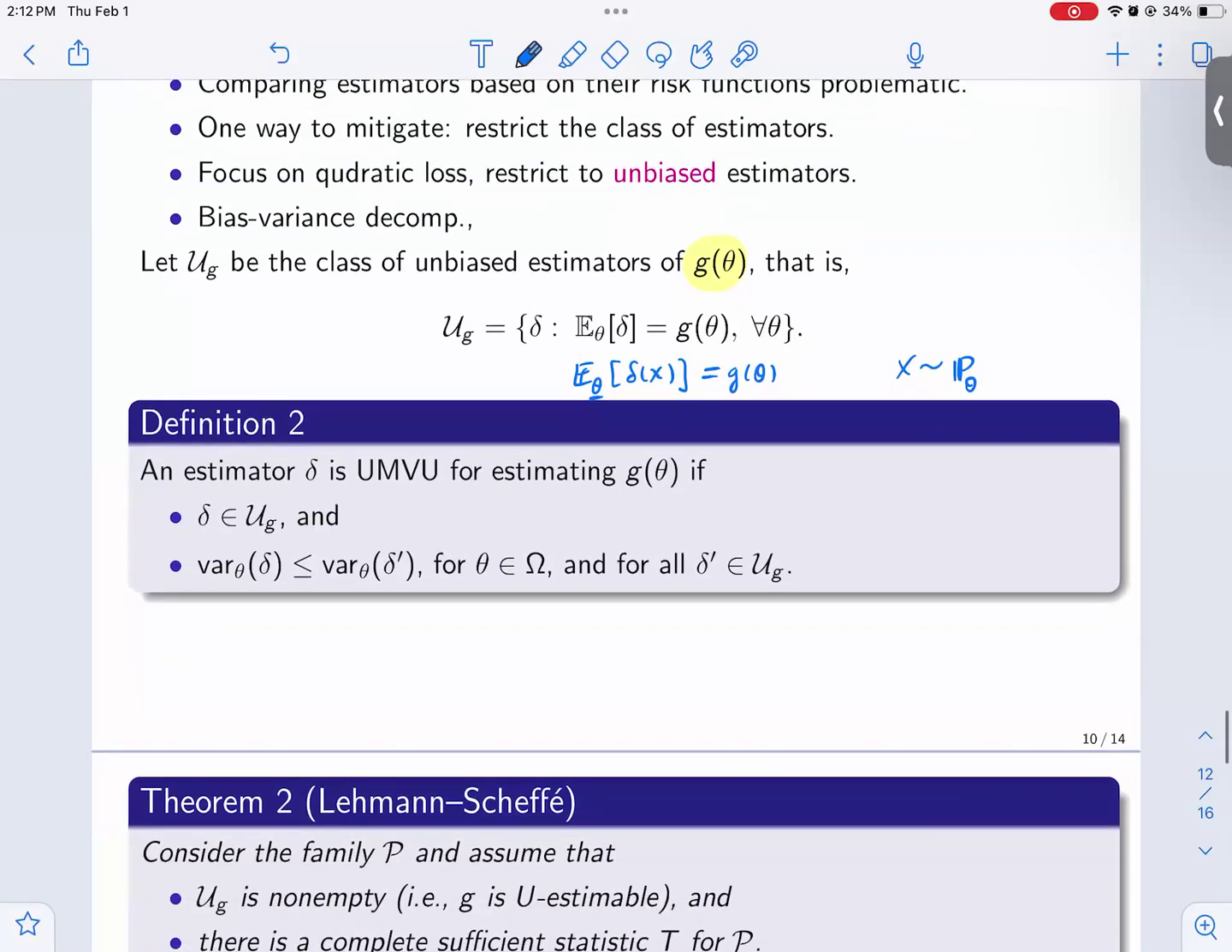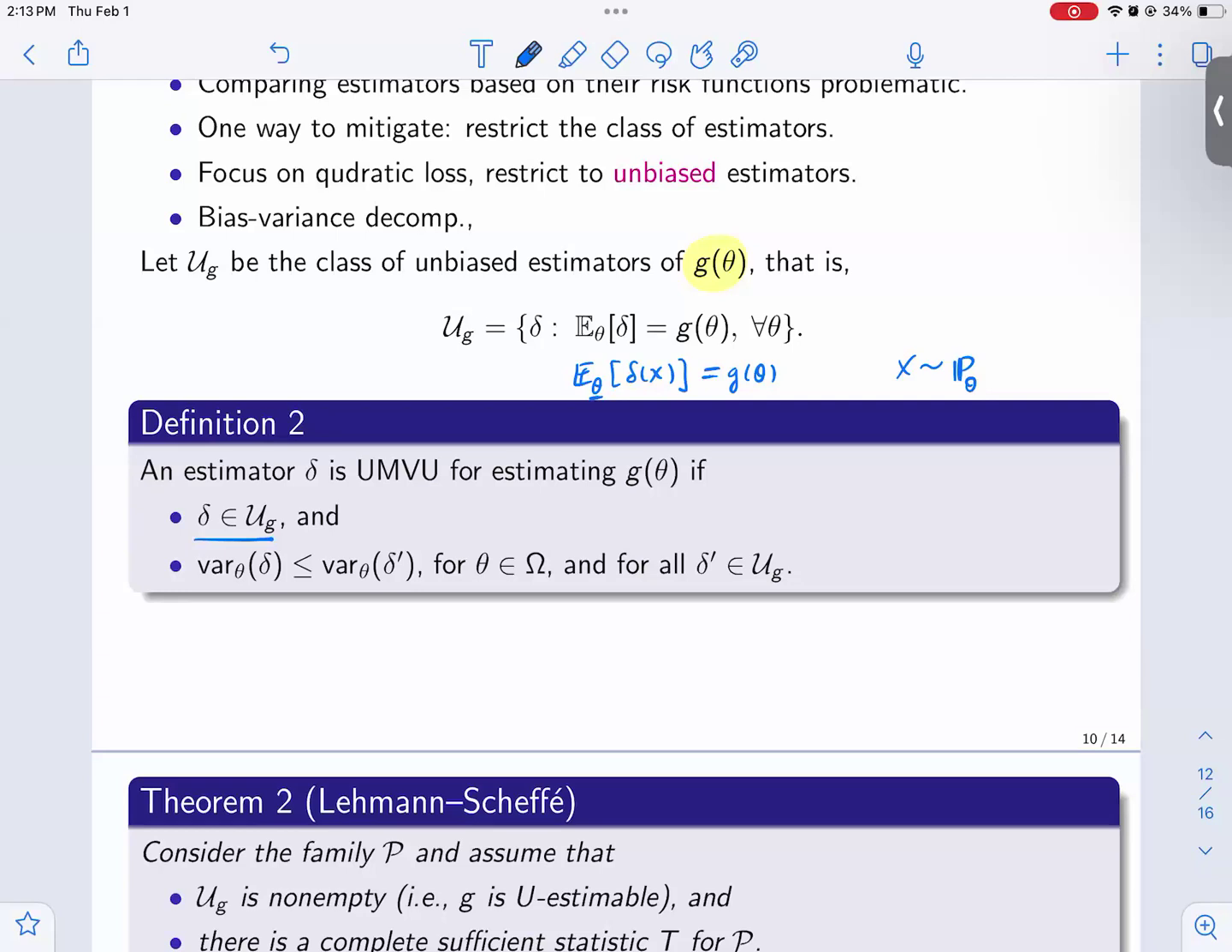An estimator is UMVU for estimating G(theta) if first it belongs to this class, so it's unbiased. And then the variance of delta is less than or equal to the variance of delta prime for all theta, and this should hold for all delta prime. So uniform here is uniform over all the parameters. Minimum variance is obvious, so it has the minimal variance. And then unbiased is this part. So uniformly minimum variance unbiased is that notion of domination. And because we're in the unbiased class, this also means that the risk is uniformly dominated over the other ones.